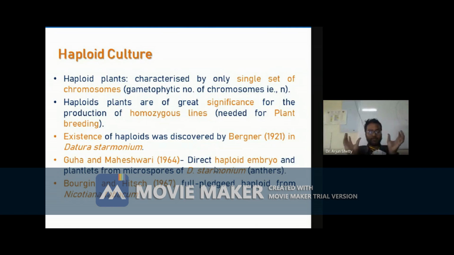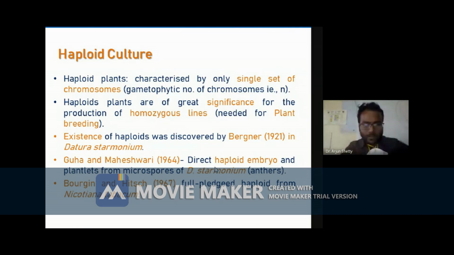Okay, now, so what do you mean by this? A gametophytic number of chromosomes will be there in a complete plant. So when you start observing each and every cell, you will get each and every cell comprising only a uniform number, half the number, or a gametophytic number of the chromosomes.